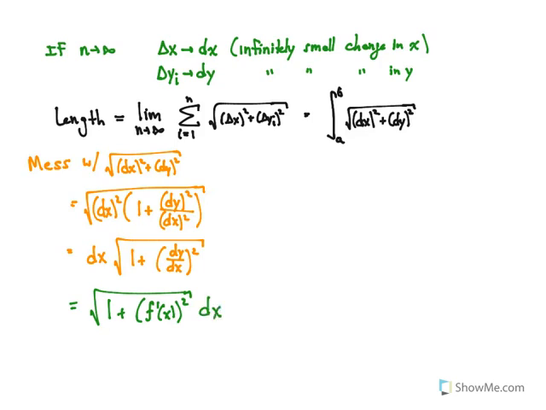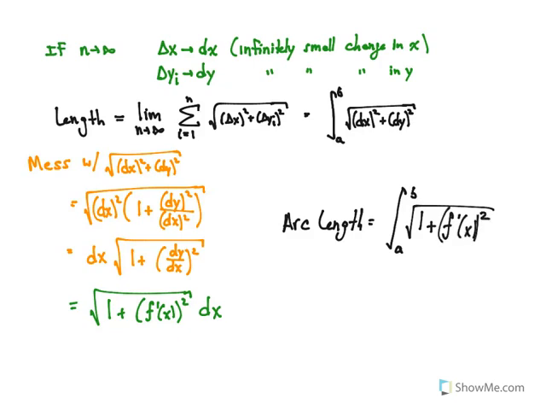So our integral, our arc length formula, is going to be the integral from a to b of the square root of 1 plus the derivative squared, dx.